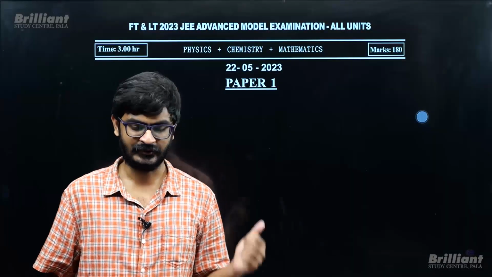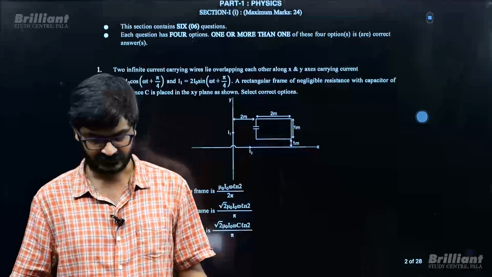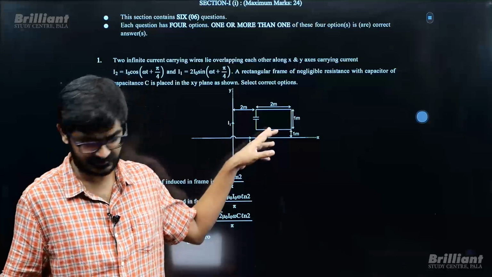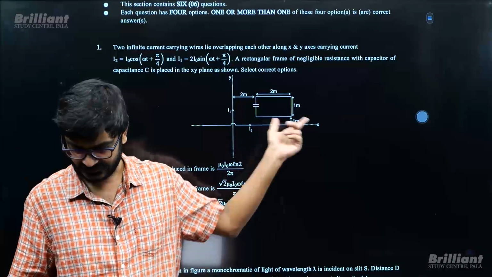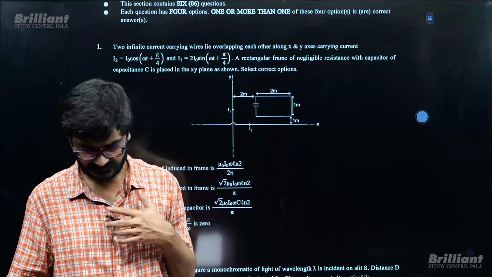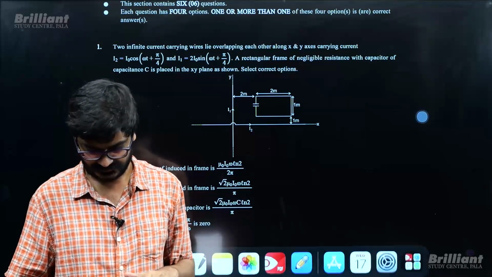Hi kids, now we'll be going with this paper discussion. You can look into the first question. The first question says there are two infinite current carrying wires like this, and there is a rectangular frame with a capacitor. So they are asking what is the maximum induced EMF, charge and current.